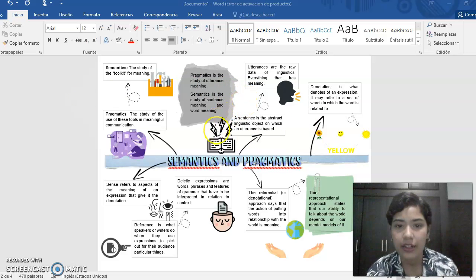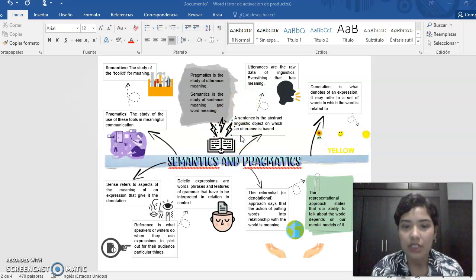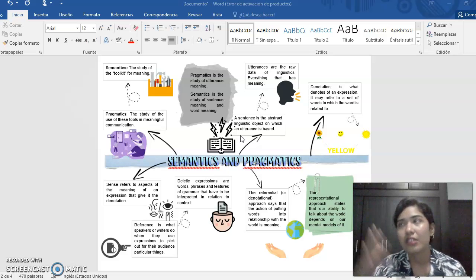Let's go right here. A sentence is the abstract linguistic object on which an utterance is based. A sentence cannot be changed. It is set in stone, let's say, and it's not loud, it's not low. A sentence is just a sentence.